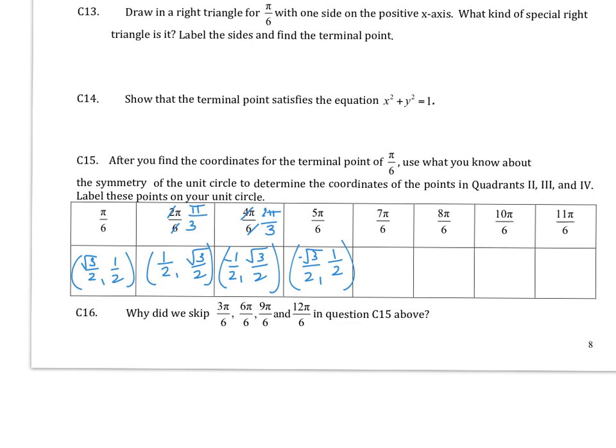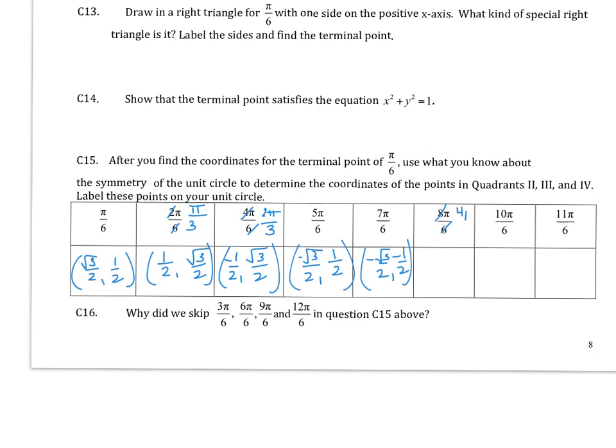So I'm going to stop right there. Okay, anything that's pi over 6, you're working with root 3 over 2 as your x and 1/2 as your y. Anything that's pi over 3, you're working with 1/2 as your x and root 3 over 2 as your y. So you're kind of switching them around. And the quadrant, again, is going to determine pretty much who's negative and who's positive.